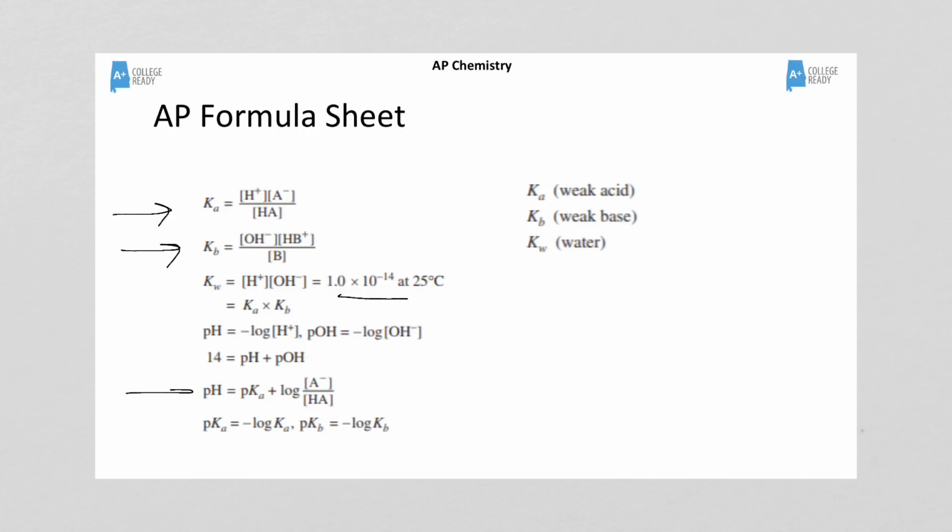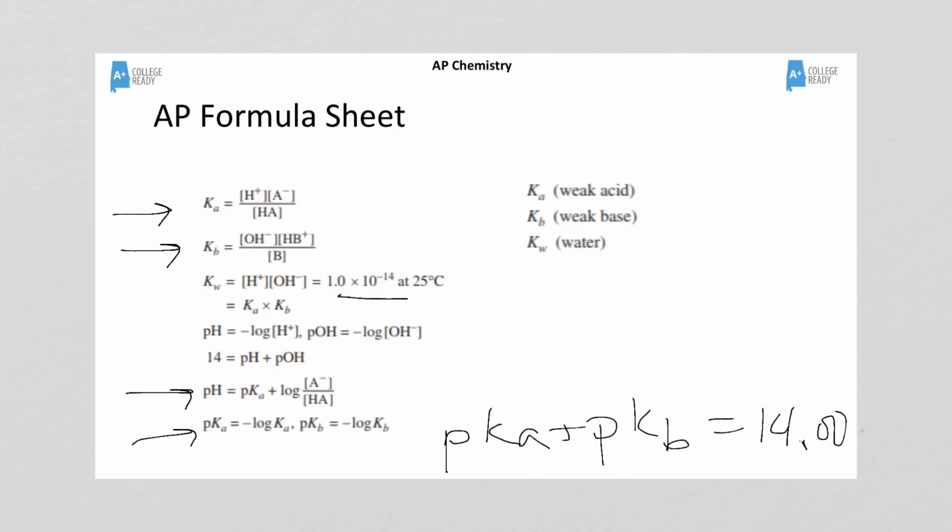This is our buffer relationship. And then just, again, some other reminders, because we can be given pKa values. If you see a P in front of anything, it's the negative log of that value. So you notice that pattern here. One other thing that's not on here that I want to point out is pKa plus pKb also equals 14 at 25 degrees Celsius. And that could be helpful possibly when you're talking about certain types of titrations.